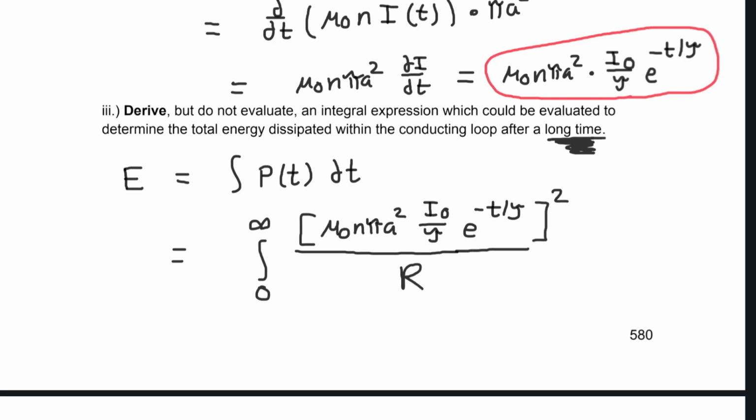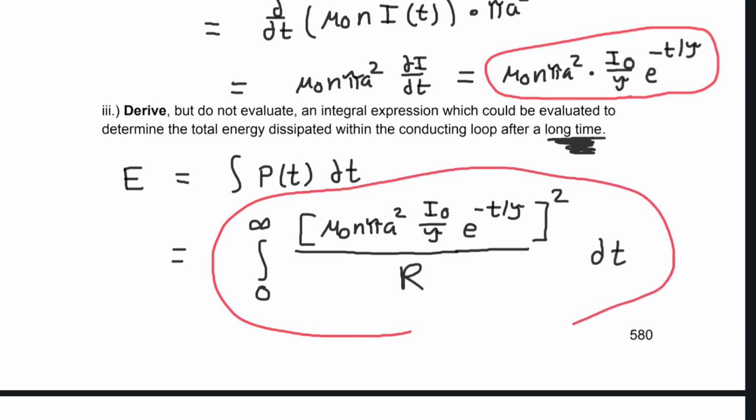And divide by the resistance. That is absolutely diabolical. Oh, and I forgot my dt. That is an absolutely diabolical expression for power. Or sorry, the energy dissipated.